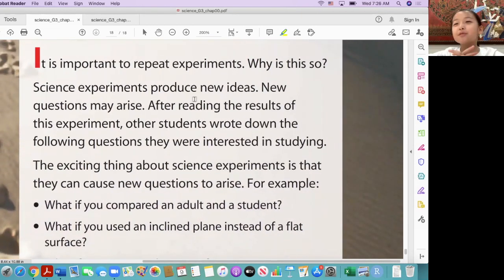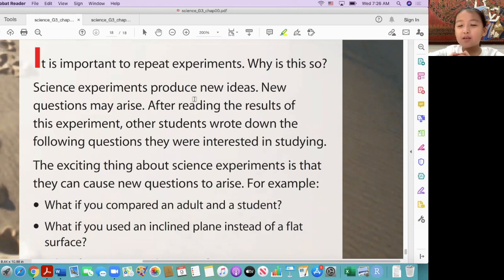It's important to repeat experiments. Why is this so? Scientists' experiments produce new ideas. New questions may arise. After reading the results of this experiment, other students wrote down the following questions they were interested in studying. The exciting thing about science experiments is that they can cause new questions to arise.